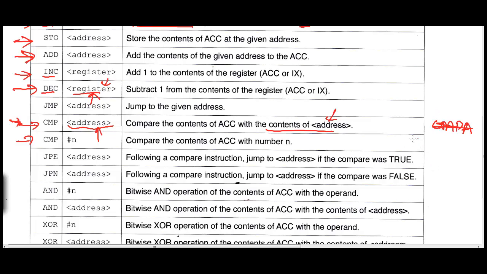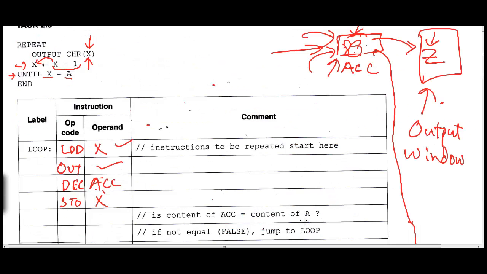Let me write that again. Compare: CMP, and the address is going to be A. So whatever value is held at address A, compare that with the contents of the accumulator. And we know that the contents of the accumulator are what? The contents of the accumulator are X, right?